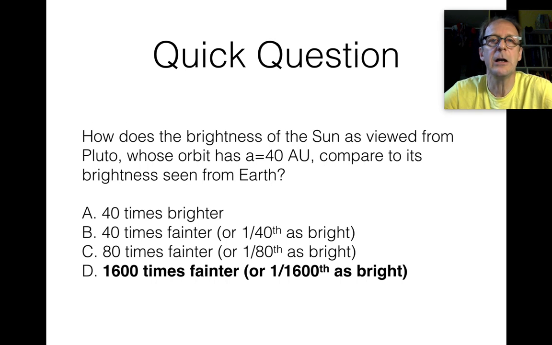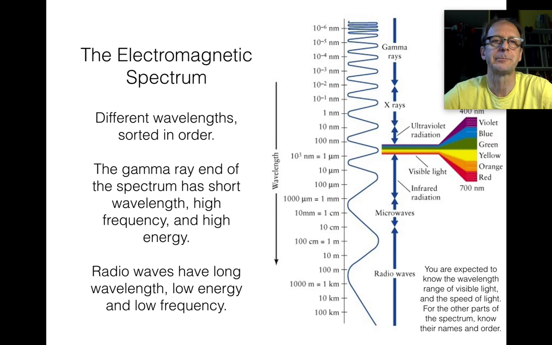It is 1,600 times fainter, or 1/1600th as bright. The distance is 40 times greater. You square that, and 40 squared is 1,600. So if you were standing on Pluto, you'd be able to see the sun, obviously, but it would appear simply as the brightest star in the sky, not so brilliant as it is here on the Earth.